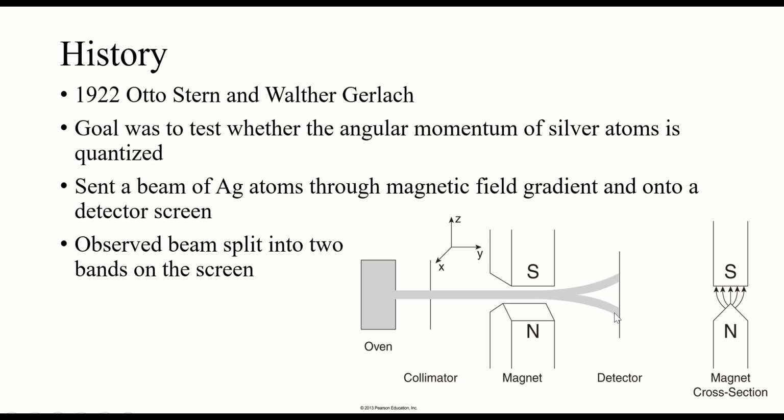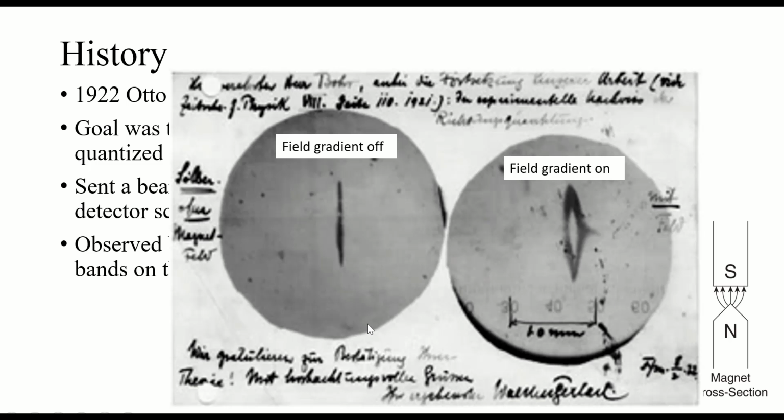And they had a detector, essentially a screen, that was sensitive to when it was hit with these particles and would leave a little print on it. And what they saw was something like this. With the magnetic field gradient off, they just saw one solid line, hitting one spot on their detector. When they had the field gradient on, it actually opened up, and you saw this splitting of that beam into two distinct bands.